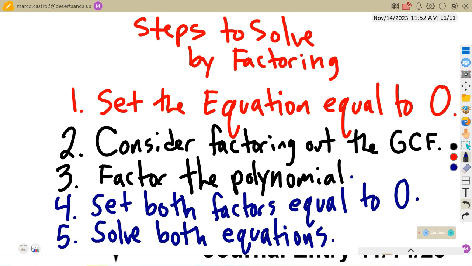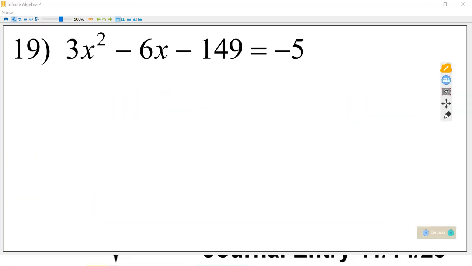All right, so set it equal to 0. Factor out the greatest common factor. Then factor the polynomial. All right, in this step number 3, that would be where we draw our little magic X thing, right? That would be where you have the AC and the X and the plus B. Okay, so we're just breaking down the process here. And like I said, we'll have to do some examples to make sense of this.